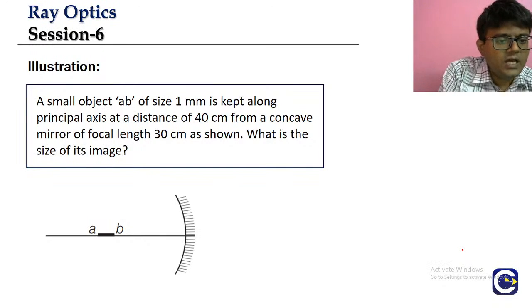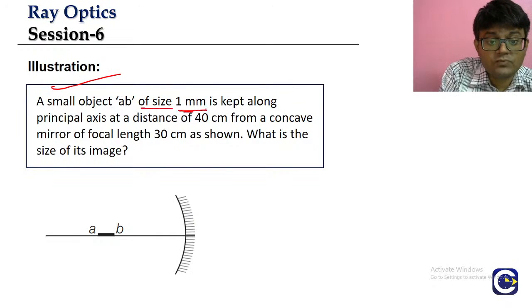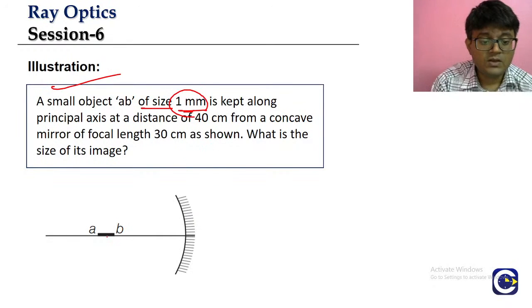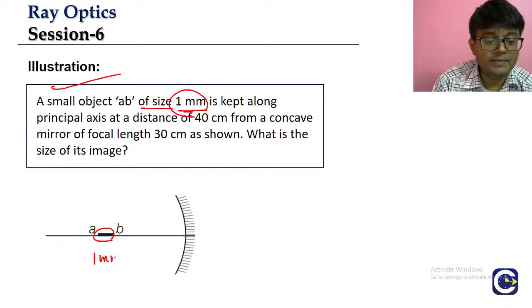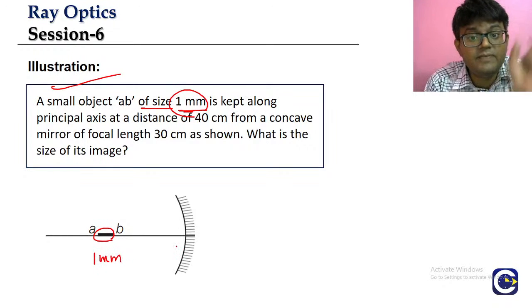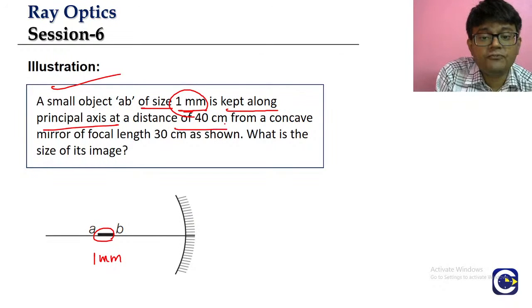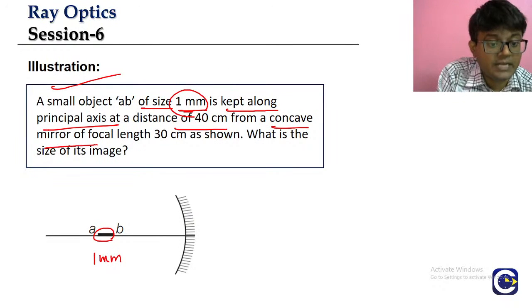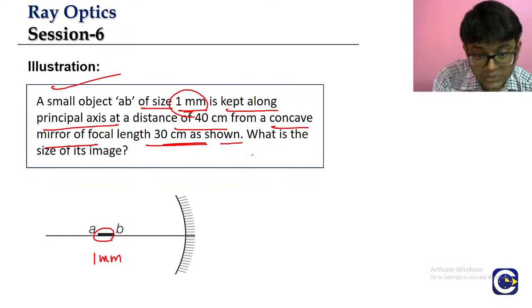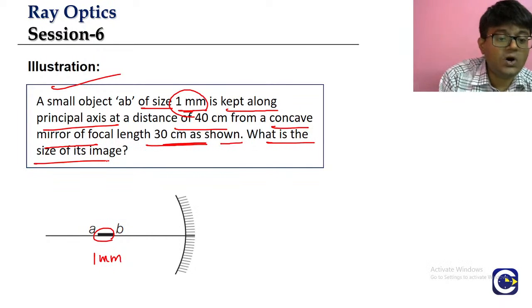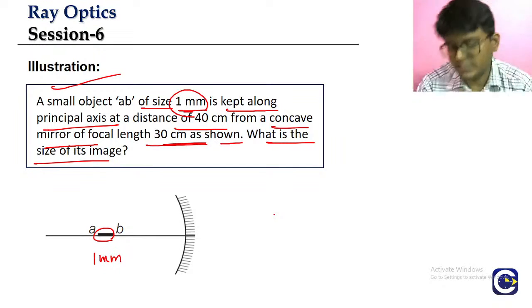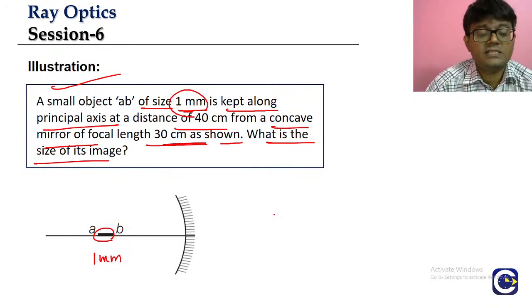Now look at this. A small object AB of size 1 millimeter. What is the object size? 1 millimeter. This is what I was talking about. The object size will be very small. It is kept along the principal axis at a distance of 40 centimeter from the concave mirror of focal length 30 centimeters. What is the size of its image? What they're asking, guys, is the size of the image.